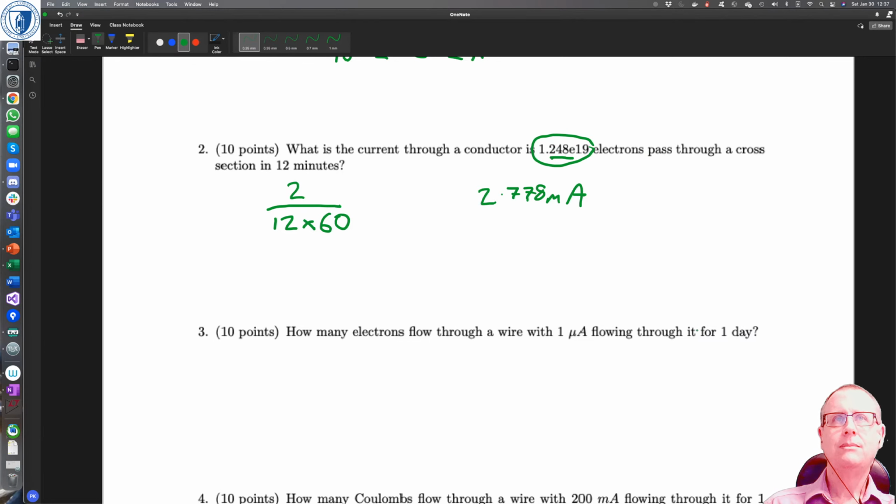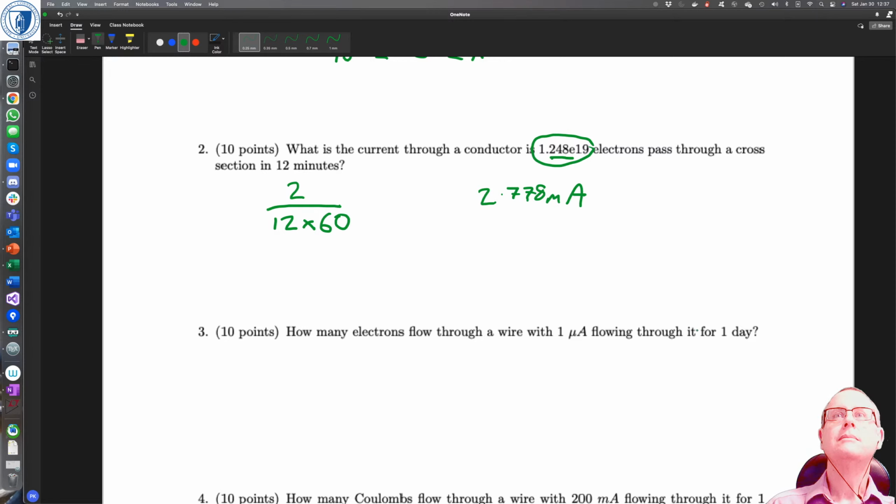So I used Q equals NE, where N is 1.248 e to the 19, and E is 1.6 e to the negative 19th. And then I did I equals Q over T. Oh, I didn't even give my answer to that. So Q is 1.9968 coulombs. And then I equals Q over T, take the coulombs over the time.